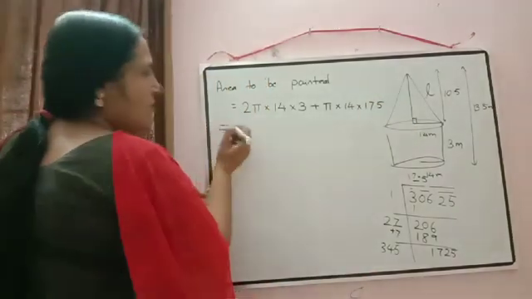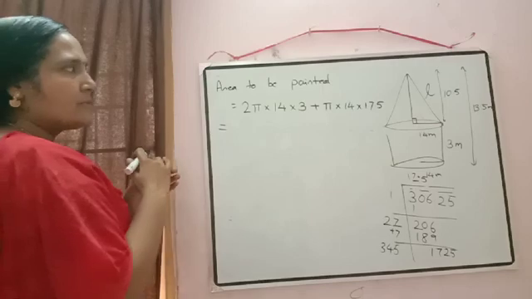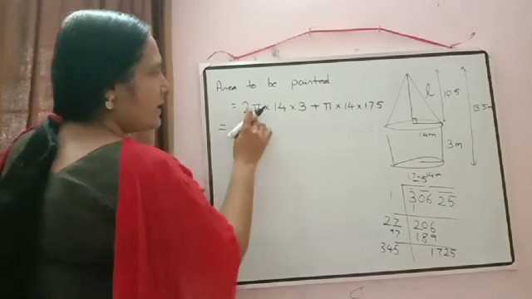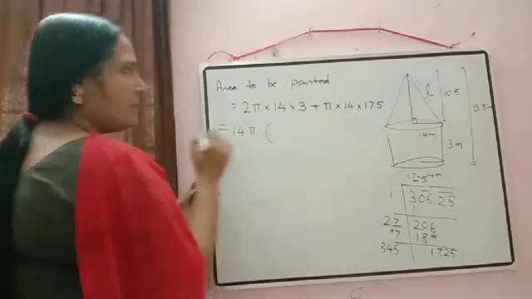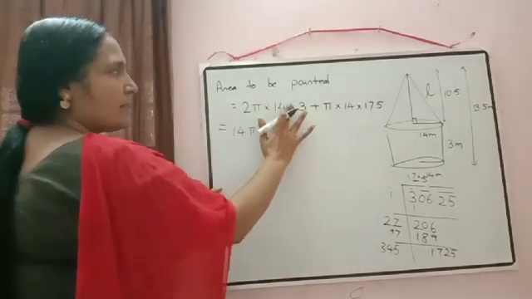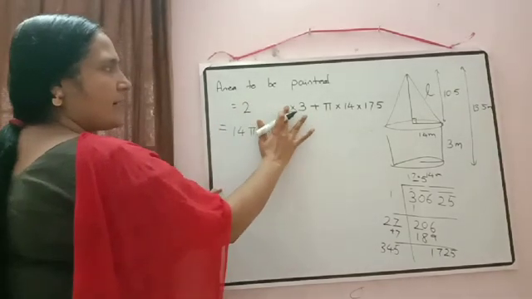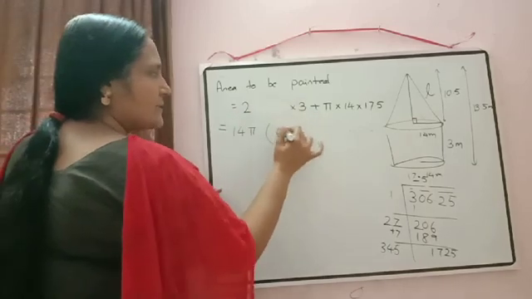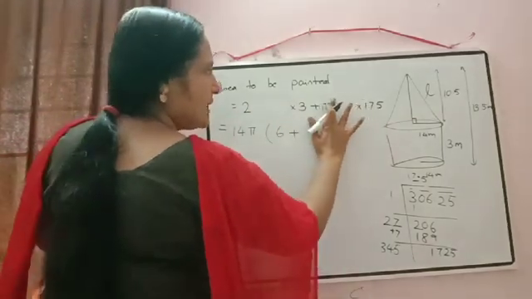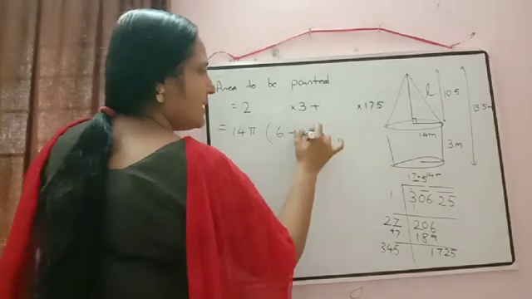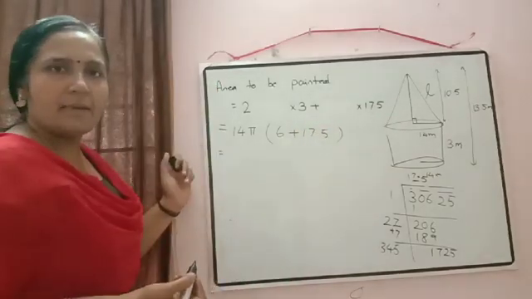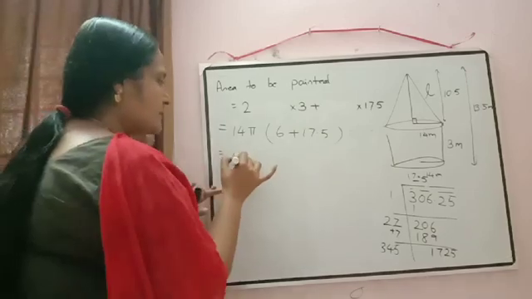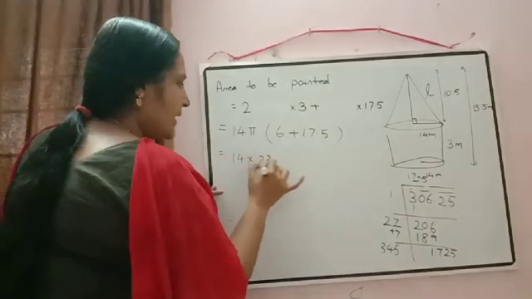17.5. Now take the common factors outside. What are the factors common here? 14 and pi, take it outside. 14 pi taken common. Inside the bracket what will remain? 2 into 3, 6, plus here 14 and pi taken outside. So remaining is 17.5. Now 14 is a multiple of 7. So we can take pi is equal to 22 by 7.